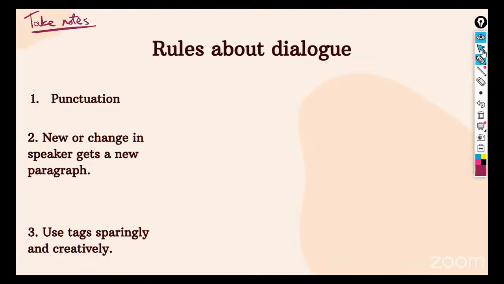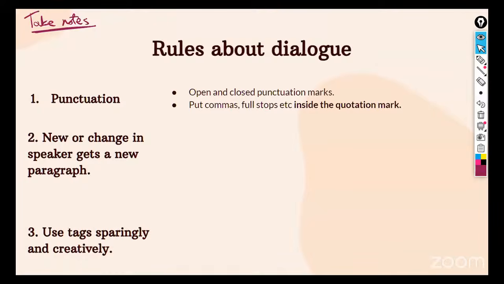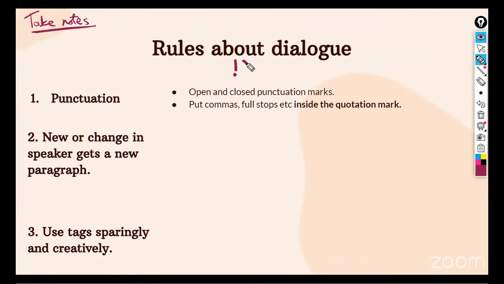So the first thing is the rules about punctuation, which everything that you took on before is an example of. You must have open and close punctuation marks. You cannot leave out one or the other, right? You have to put commas, full stops, and so on inside the quotation mark. It doesn't go outside the quotation mark, right? So it is like just when you wrote it down, exclamation mark, close quotation. It is not this, right? This is wrong and this is correct, right?